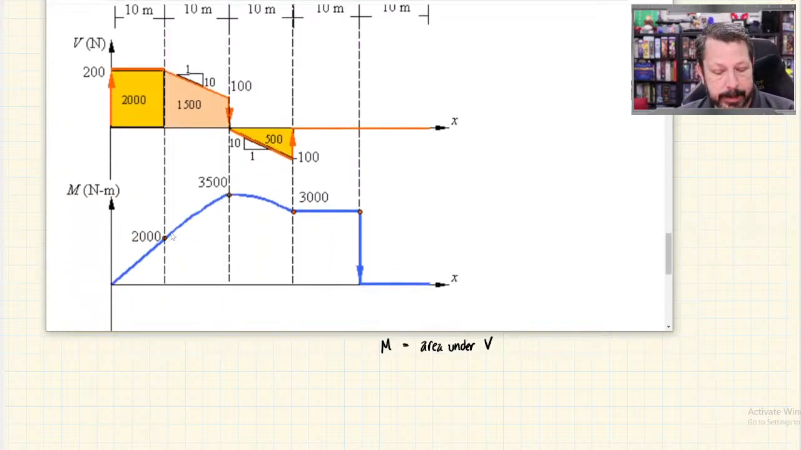And so I have a higher slope here, and a slope that gets closer and closer to zero here because the magnitude of the shear has decreased. So the value of the slope has decreased. We'll work through some of those.